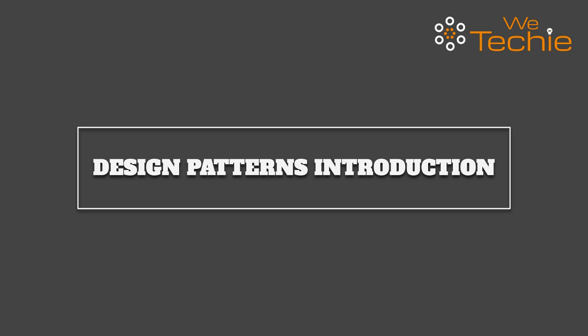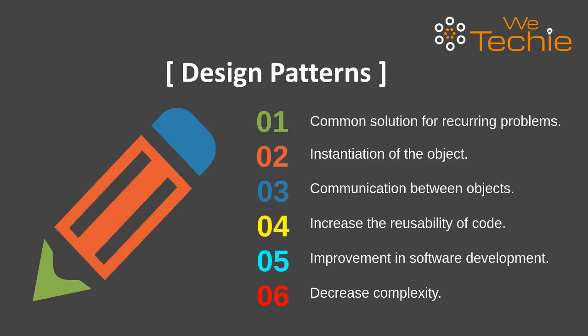So let's get started. A design pattern is a common solution for recurring problems, and those recurring problems are instantiation of objects, meaning how we are creating objects of a class so that it can reduce the cost of the application. And the second problem is communication between objects. So what approach are we following for interaction between two objects, or for defining the relation between multiple objects? This is the second problem.